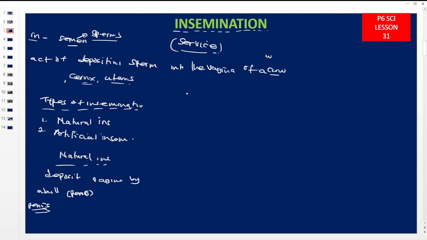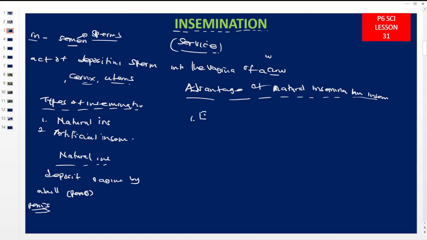Now let us see what are the advantages of natural insemination. One, it is easy for a bull to note signs of heat.